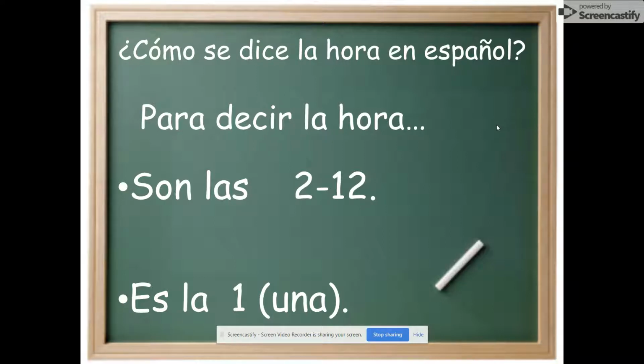Para decir la hora, or to say the time, we are going to use son las with the time between 2 o'clock and 12 o'clock. And es la to say 1 o'clock, but we are going to say es la una because la hora is feminine. So we are using two because we have more than one or only one, plural and singular.